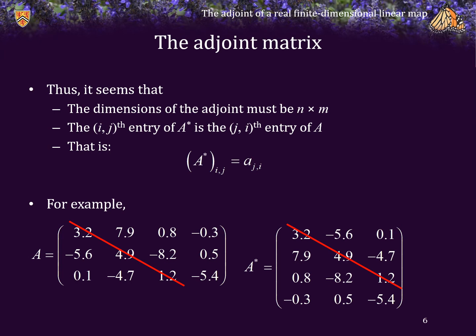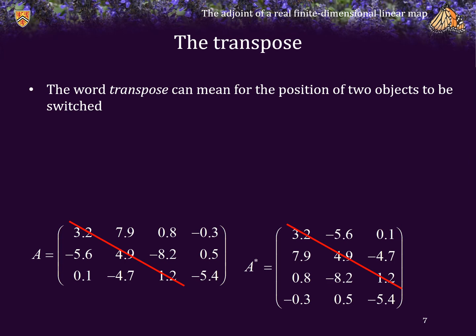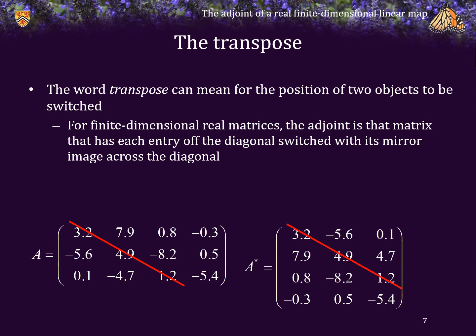And the entry negative 0.3 is moved down to the corresponding location in the matrix A star. Now, the English word transpose can mean for the position of two objects to be switched. That's essentially what we are doing with these matrices. Hence, for finite-dimensional real matrices, the adjoint is that matrix that has each entry off of the diagonal switched with its mirror image across the diagonal.